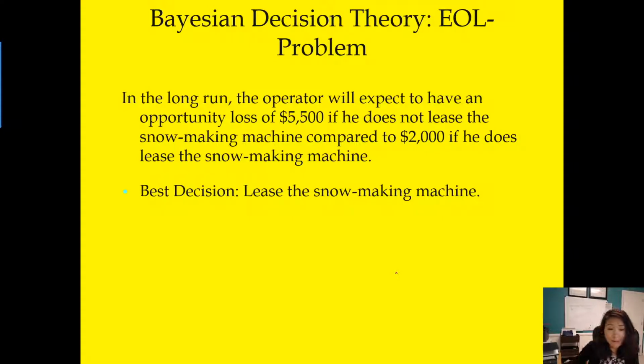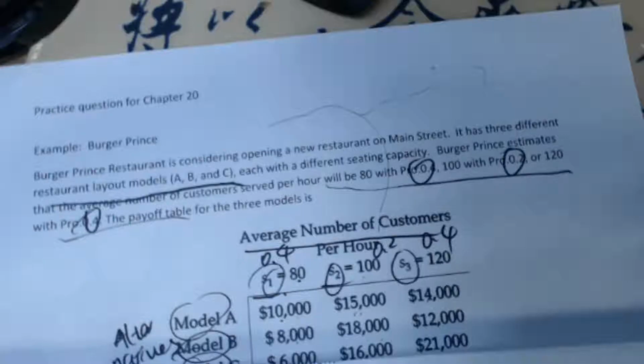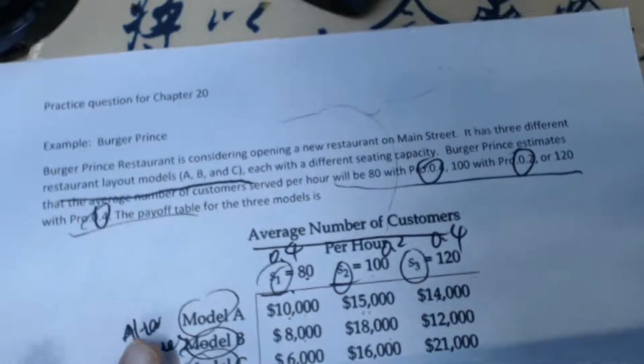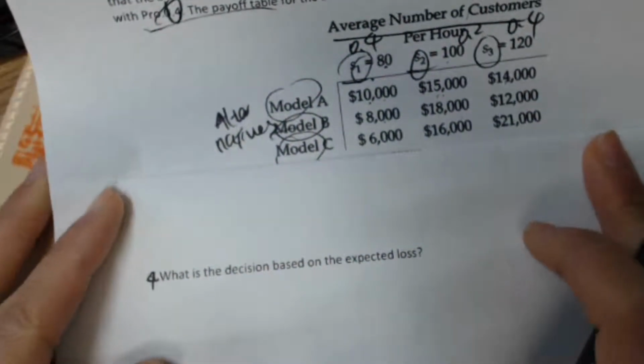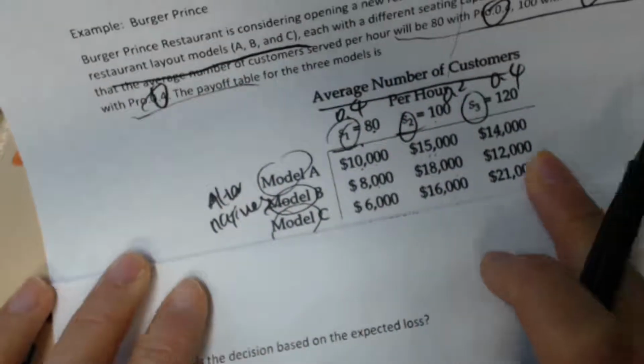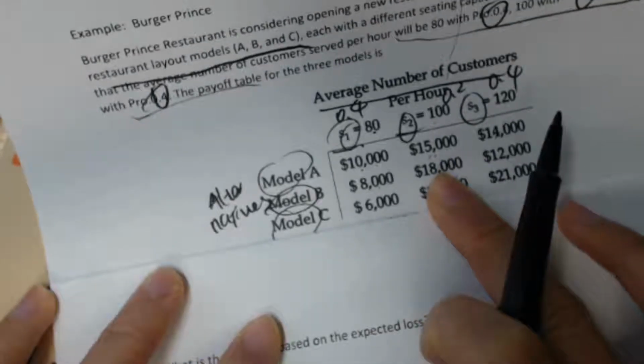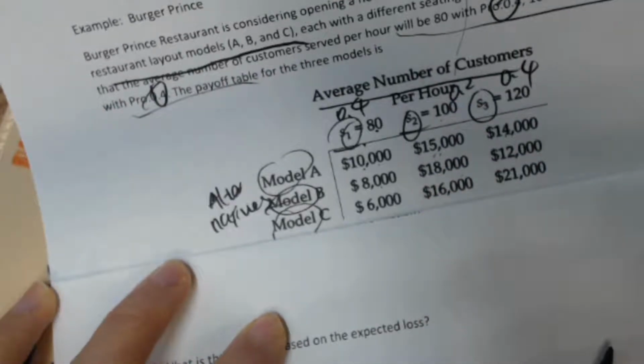So now let's look at the attendance check question. After what we learned here, you know that in order to answer the last question on the attendance check, the first thing you need to do is calculate the loss function. So look at question number 4. What is the decision based on the expected loss? First of all, we have to convert my payoff table to the loss table.